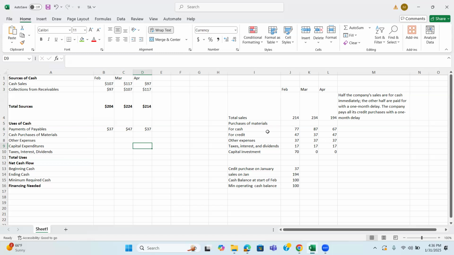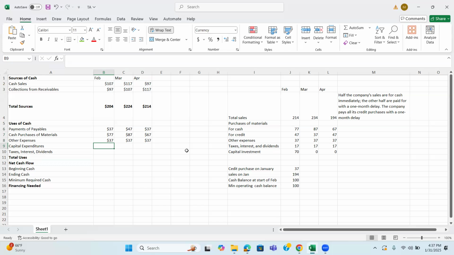Okay. Cash purchases of materials. The purchases of materials are given, and for the cash, this is very straightforward. We just input the information here, this one, and the 67. Okay. And the other expenses are also given to you, which is very straightforward, 37, 37 for each of the months. The capital expenditures, which is like our capital investment.